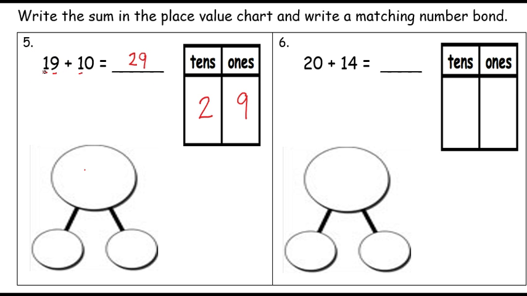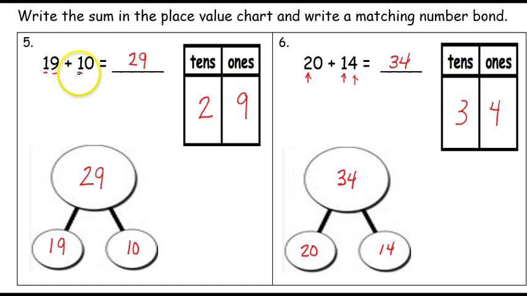As a number bond, we'll show 29 as the whole, and we'll break it into these two parts. 29 is made up of 19 and 10. In the next problem, I have 20 plus 14. I'm starting with two 10s. I'm adding another 10, so I have three 10s and my four ones. 20 plus 14 equals 34. As a number bond, we'll show 34 as the whole and 20 and 14 as the two parts.